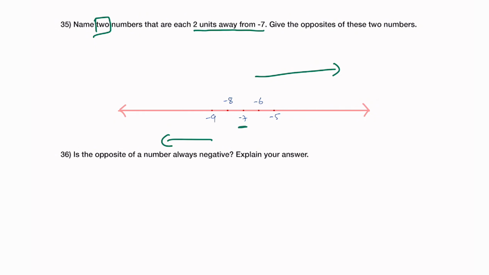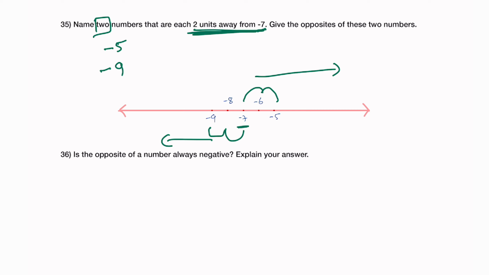Now, it says two numbers that are 2 units away, okay? So minus 7 is here. First unit is here, second is here. So one of the numbers is minus 5. The other one we do here. Minus 7 to minus 8, minus 8 to minus 9. So the other one is minus 9. So for this question, having your number line is better. It's visual. It makes sure you're doing it right.